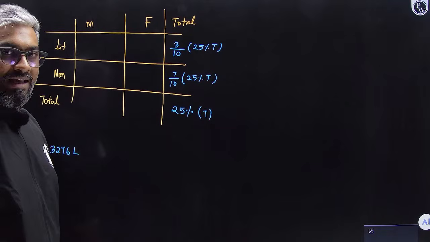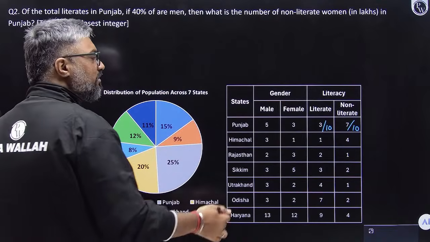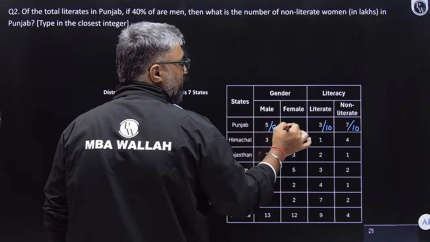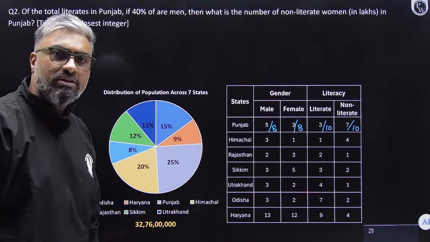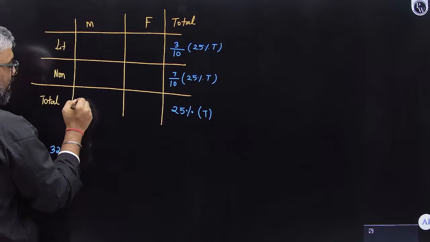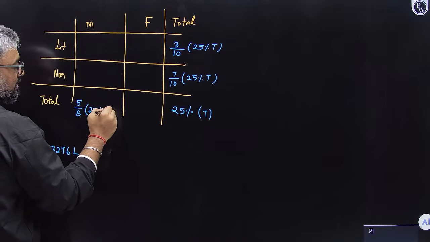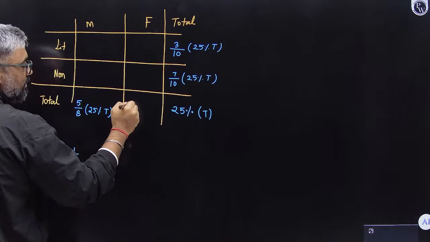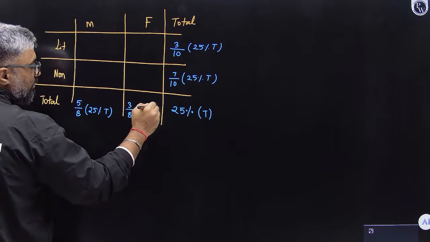Works? Same way, can I calculate male and female? Already know it. 5:3, that means 5/8 and 3/8, correct? Yes or no? So total males is 5/8 of this 25% of T, and this will be 3/8 of this 25% of T. Works?